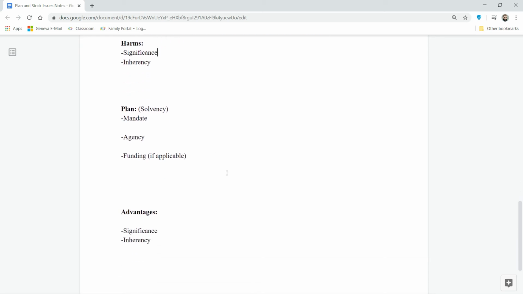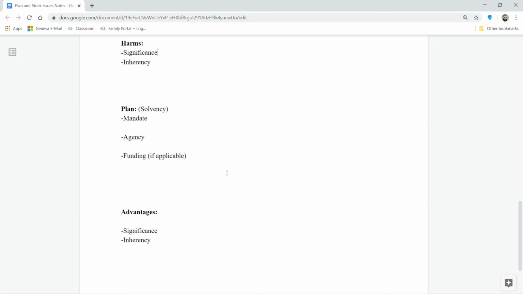This leads us to the plan, where the affirmative team can prove that they have solvency. The plan will solve the harms brought up. The plan includes a mandate, which is the specifics of what is going to be implemented. So, if you're saying, well, our plan is to extend the lunch period by 30 minutes, then the mandate will define that and say that we will extend the lunch period 30 minutes, and now fifth period doesn't start until like 12:30 or something like that.